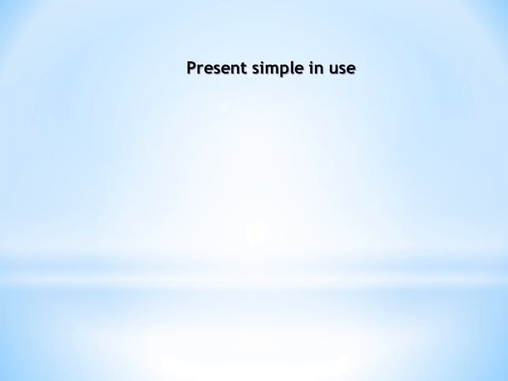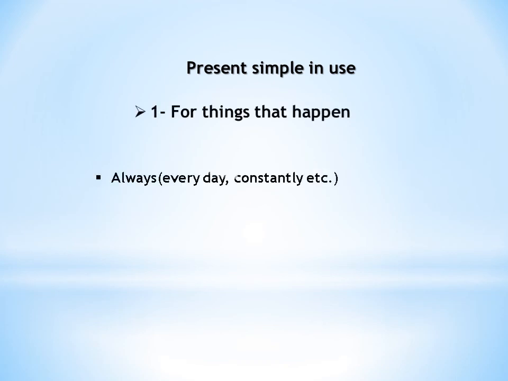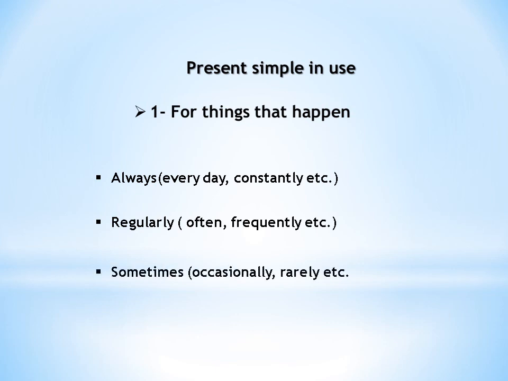Let's see when we use the present simple. First, we use it for things that happen always, دايما, every day, كل يوم, constantly بشكل مستمر, regularly بانتظام, often أحيانا, frequently في كثير من الأحيان, sometimes في بعض الأوقات, occasionally من حين إلى آخر, rarely.